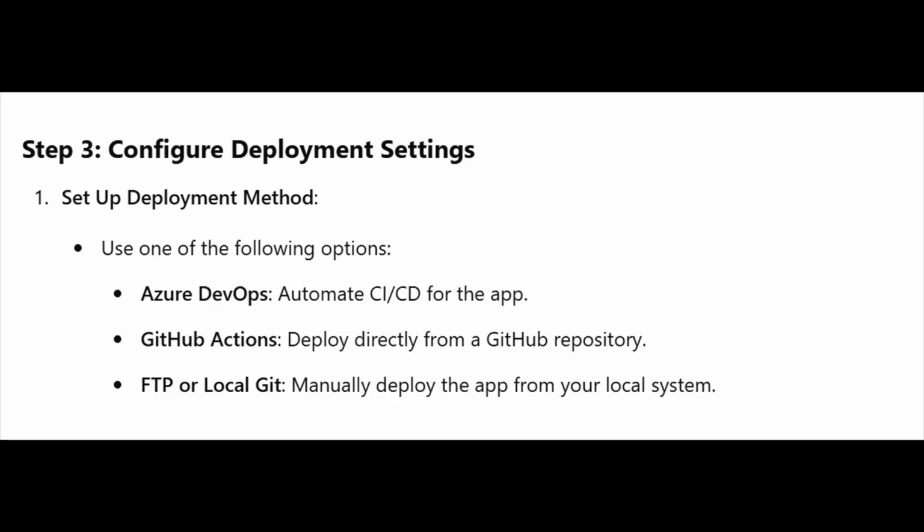Step 3: Configure deployment settings. Set up a deployment method. Use one of the following options. Azure DevOps: automate CI/CD for the app. GitHub Actions: deploy directly from a GitHub repository. FTP or local Git: manually deploy the app from your local system.